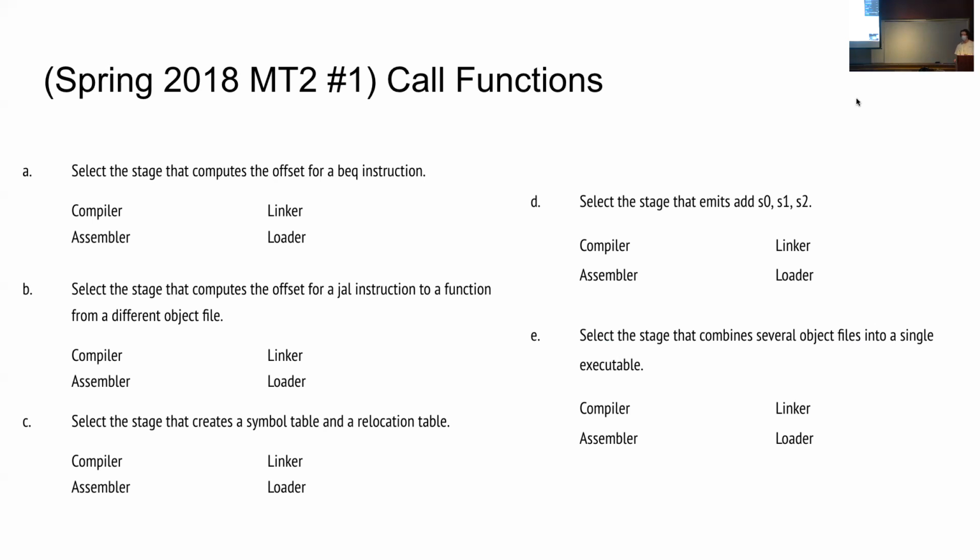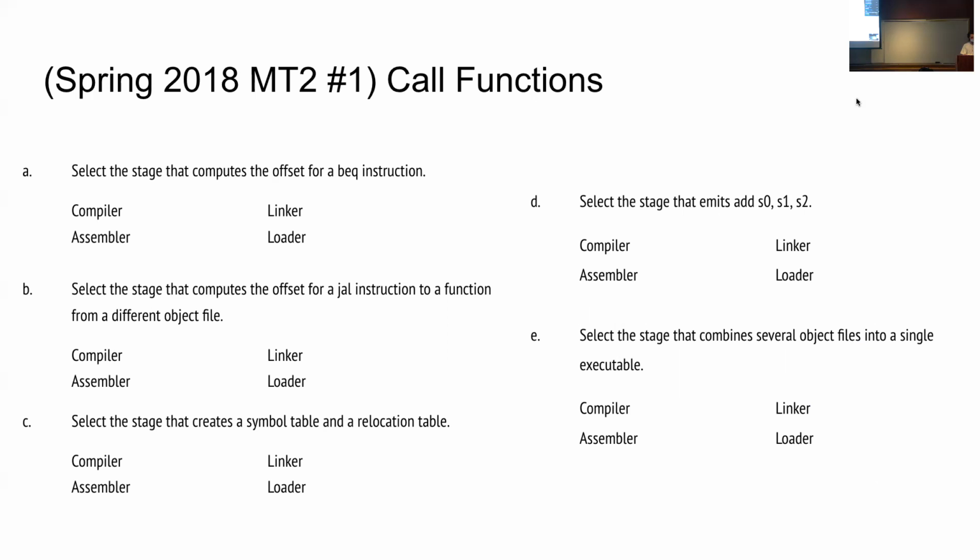All right, we'll start with the first one. Select the stage that computes the offset for example a branch equals instruction. What do we think? Assembler? Correct, that's exactly right. Just because a branch equals instruction is going to be relative addressing, and so on that second pass, we're going to fill in that address.